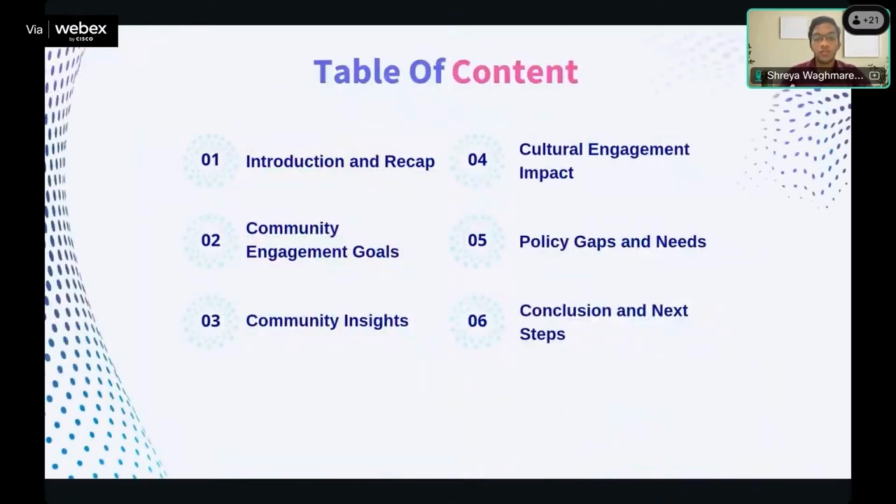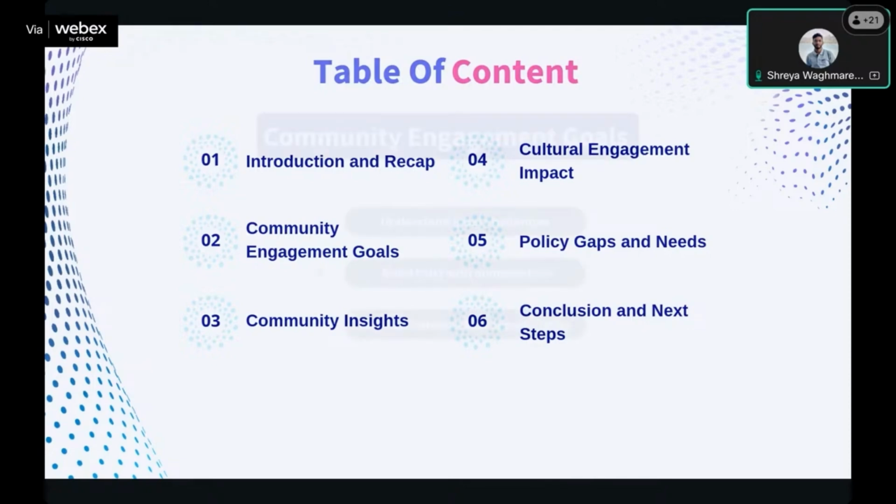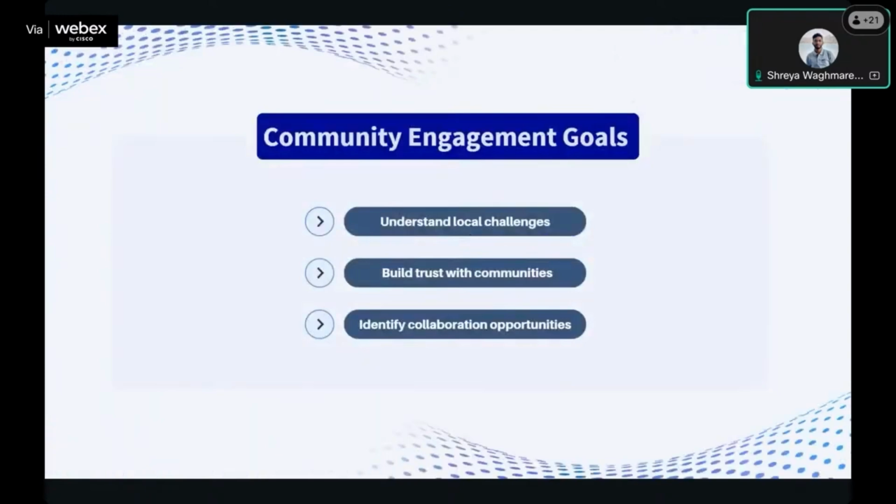I'll give you the insights of what goals we had in mind, what actually happened there, and one cultural moment that we shared with the locals. And then lastly, I'll share the identified policy comments from those locals. So why focus on communities? Our visit goals were clear: understand local challenges, build trust with the community, and identify collaboration opportunities.